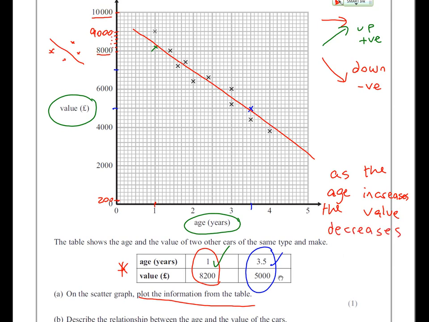Okay, can you see as the age goes up, it's coming down like we talked about, negative correlation. So that would get you the marks. Next part.